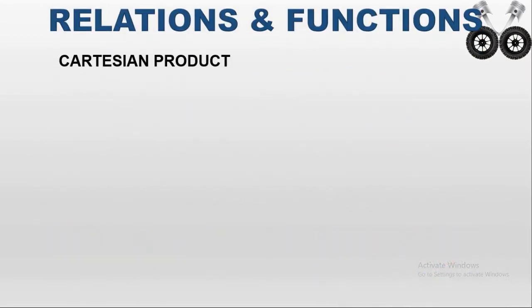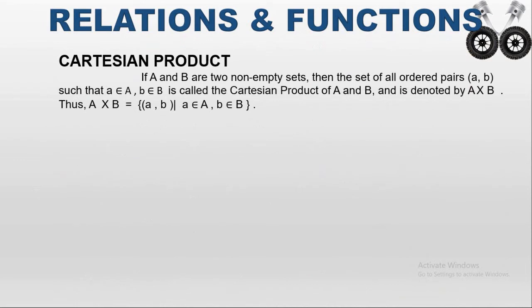Next one is the Cartesian product. So Cartesian product means, if you take A as a non-empty set, non-empty set means it will have some values. I took the value for A as a. And then B, I took another set B. It is also a non-empty set. That means it should have values. I took the value for B as b.